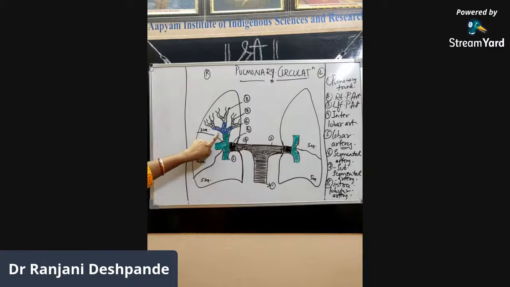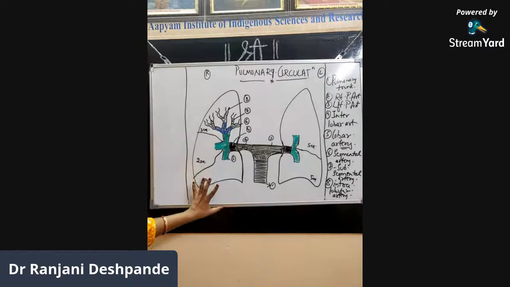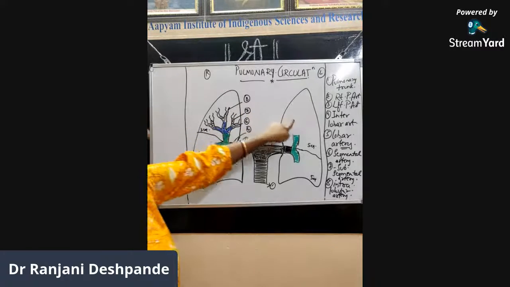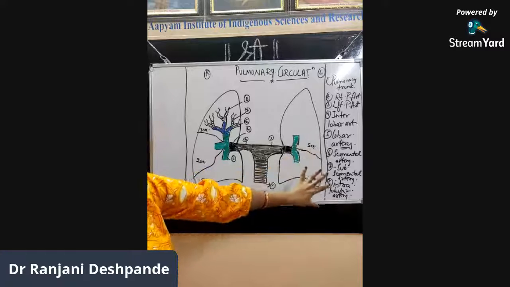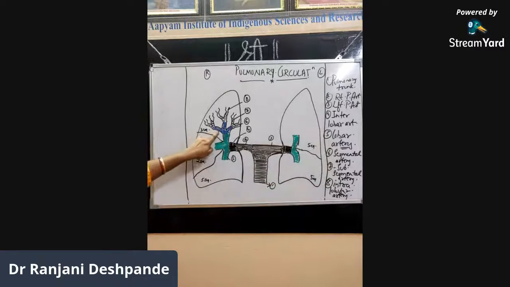The lobar artery will again divide into 3 segments in the upper part, 2 segments in the middle part, 5 segments in the lower part on the right side. It will divide into 5 segments in the upper lobe and 5 segments in the lower lobe on the left side, that is the left lung. So since it supplies the segment, it is called the segmental artery. The segmental artery will again further divide, and that is called the subsegmental artery.